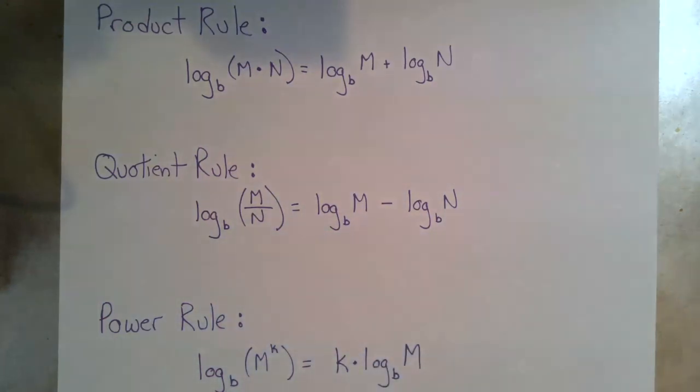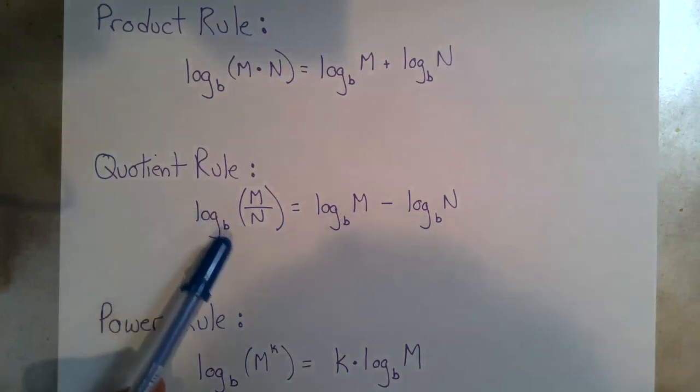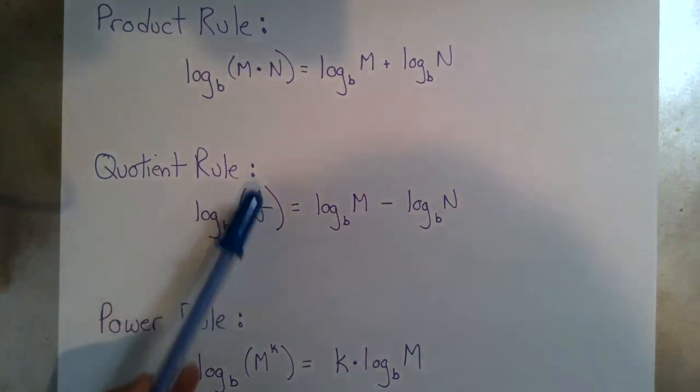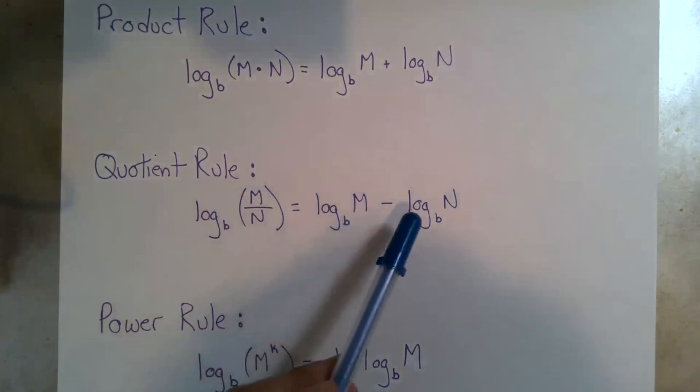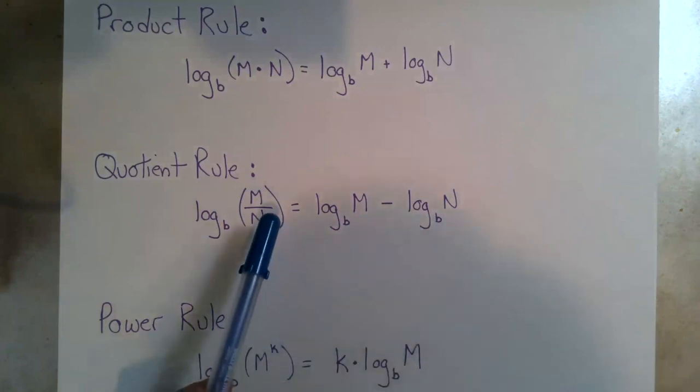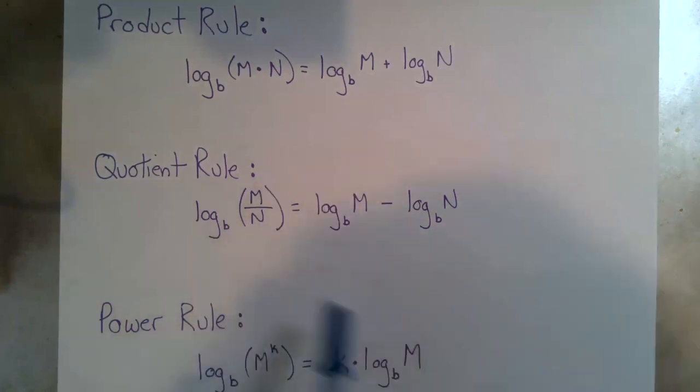Next, we have the quotient rule. The quotient rule tells us that the log base b of two things that are dividing, m divided by n, can be expanded to be the log of the numerator minus the log of the denominator. Division can be expanded into subtraction. And this rule goes the other way around. Subtraction can be simplified back to division.